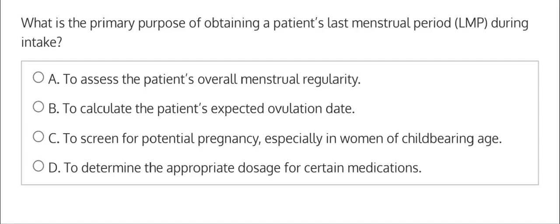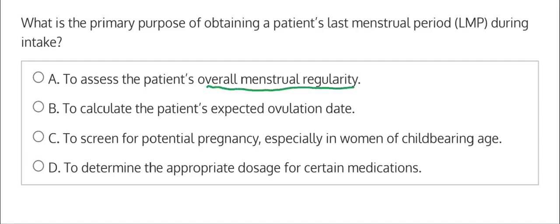This question states, what is the primary purpose of obtaining a patient's last menstrual period during intake? So let's take a look at the choices. Option A says to assess the patient's overall menstrual regularity.